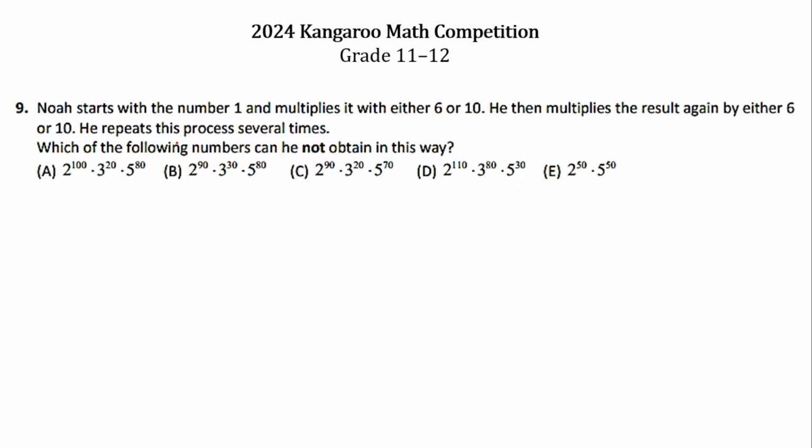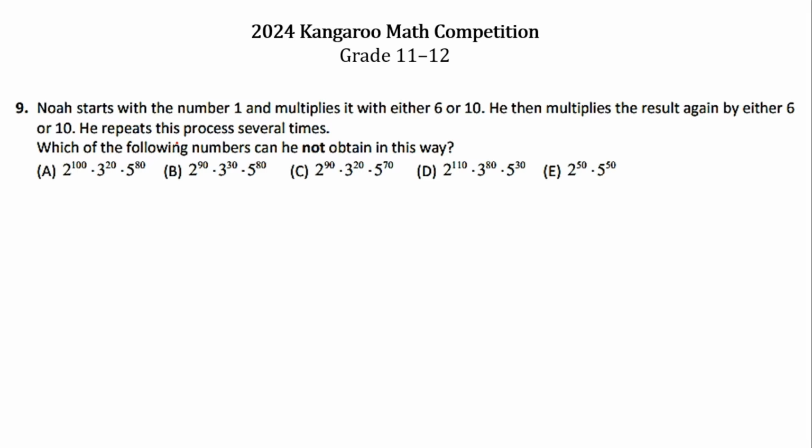Number 9. Noah starts with the number 1 and multiplies it with either 6 or 10. He then multiplies the result again by either 6 or 10. He repeats this process several times. Which of the following numbers can he not obtain in this way?